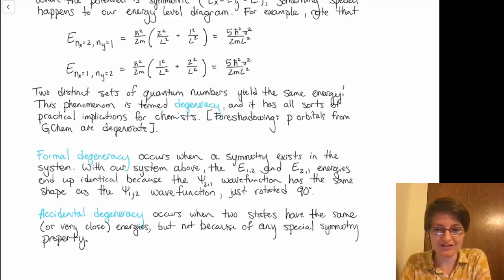So formal degeneracy and accidental degeneracy work in the same way. If you learn that two wave functions give rise to the same energy state and they're symmetric with one another, you call it a formal degeneracy. If you notice that they have the same energy and you can't find anything common about the shape of those wave functions or some mathematical property about them, then you just call it an accidental degeneracy and you move on.